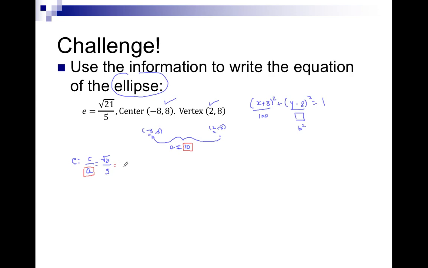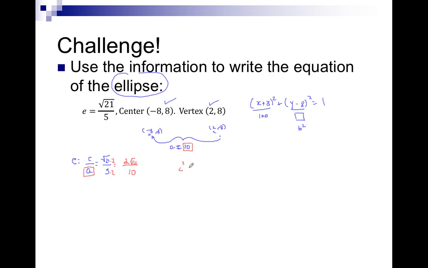Fractions, my friends. Fractions. If I have a ratio and the denominator is 5, but I really want the denominator to be 10, what must be true? 5 was multiplied by 2, but that's not legal in this ratio until you do what? So the real C is 2 root 21. Now how does that help? What am I after? I'm after B squared.